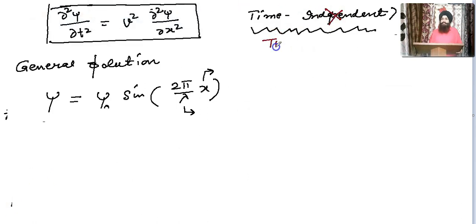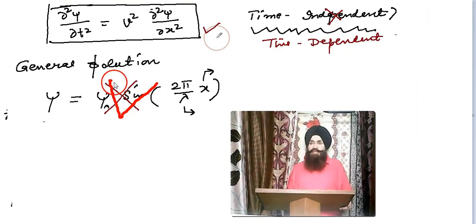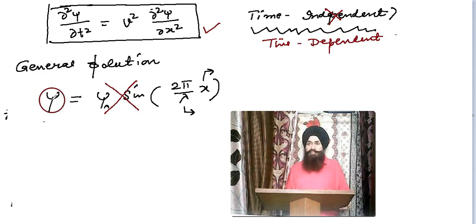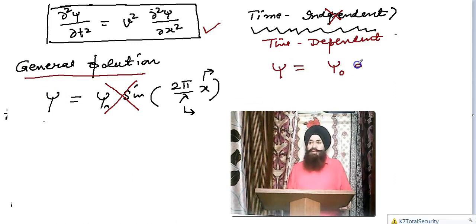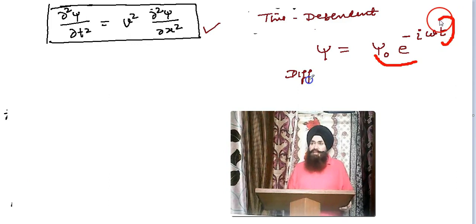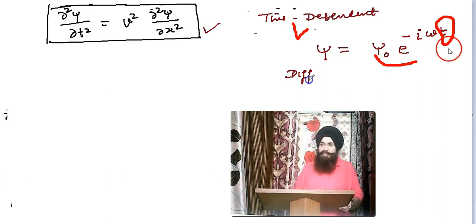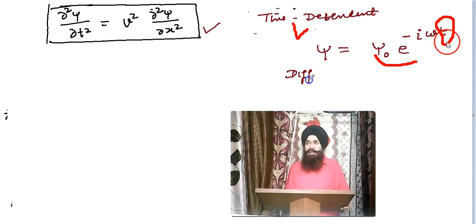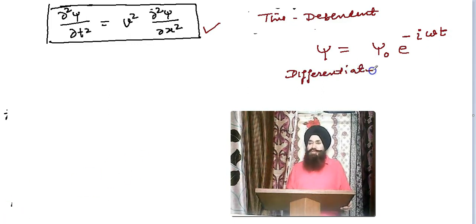Now we are coming to the time dependent Schrödinger equation. So we do not consider this solution of this equation. Instead, the general solution will be like this: ψ equals ψ₀ e raised to power minus iωt. Now this solution contains the term time. Time dependent means the solution which contains a term like time. Let this be the solution.